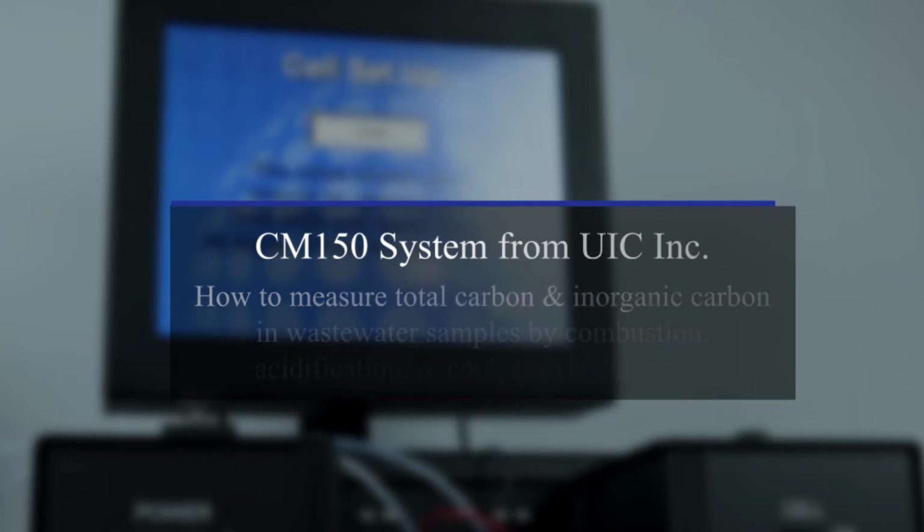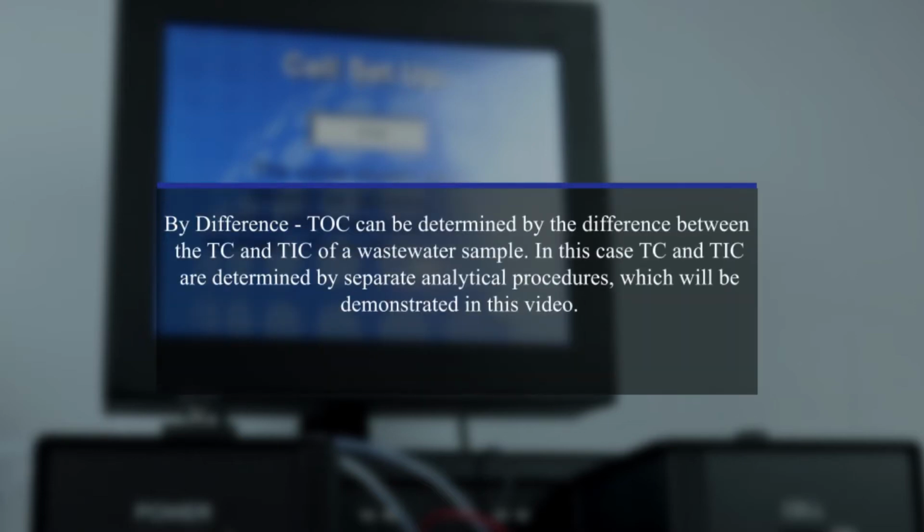There are several methods of determining total organic carbon, TOC, in wastewater samples. The first way is by difference. TOC can be determined by the difference between TC and TIC of a wastewater sample. In this case, TC and TIC are determined by separate analytical procedures, which will be demonstrated in this video.